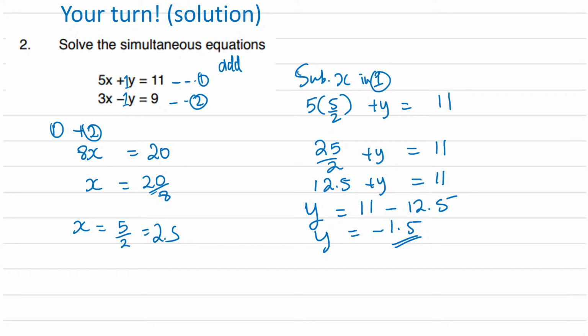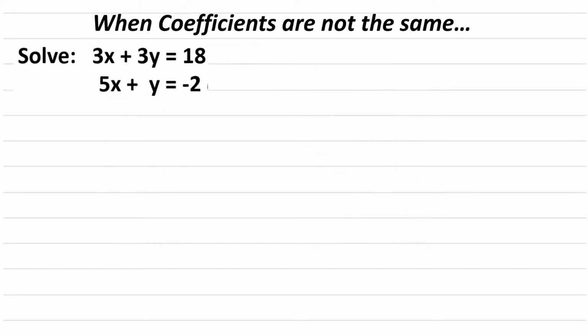All right, so off we go now into our next example. So we now got when the coefficients are not the same. Okay, so we have 2 equations here. We look at the x's. No, they don't have the same coefficients. And we look at the y's. There's 1 y there. They don't have the same coefficients.